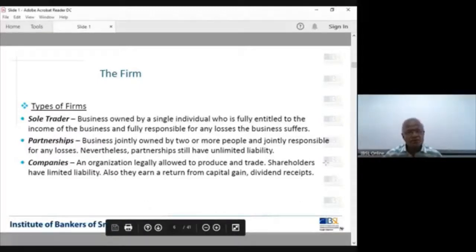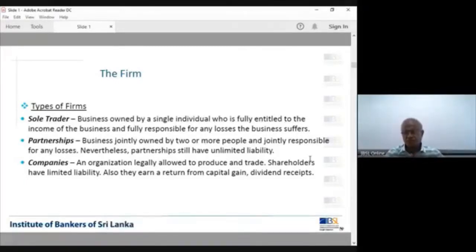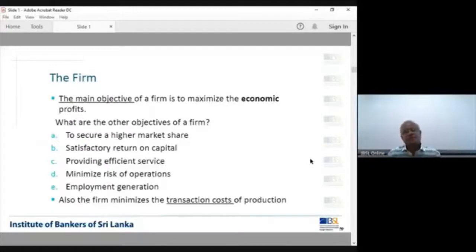Okay, sole trader, partnerships, company. Now in this lesson, when you say a firm, it could be a sole trader, partnership, or company, right? The main objective of a firm, and I have underlined that, is to maximize economic profit. Economic profit. When you ask the question, you always say profit maximization. No, are there any other objectives? Yes, they have. What are these other objectives?